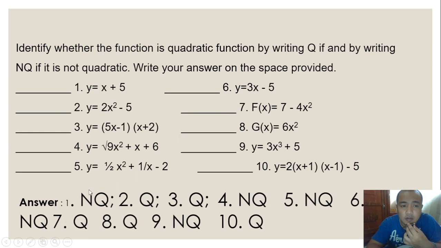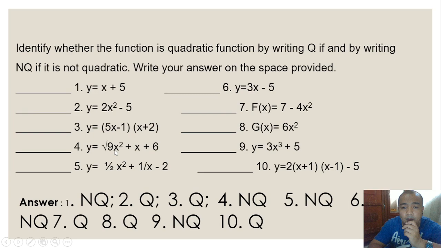Dito na yung mga sagot. So for number 1, no, it's not a quadratic because that's actually a linear function. Yes, linear function. Number 2, yes, it is a quadratic function because the highest exponent for the variable x is 2. Number 3, okay, this is a quadratic function in factored form.